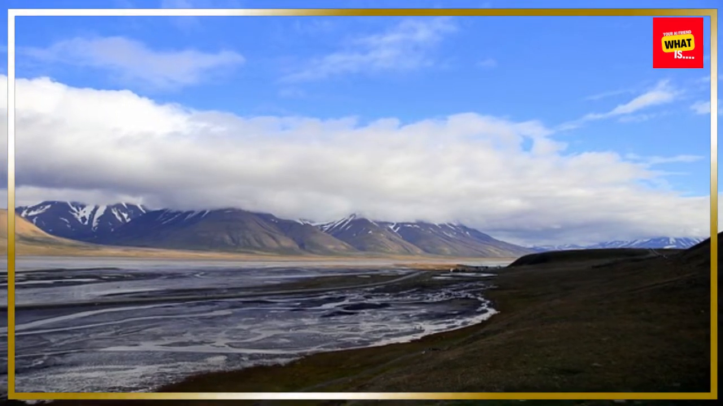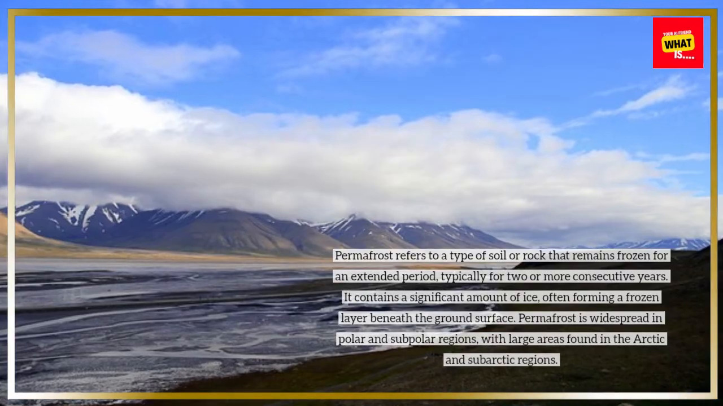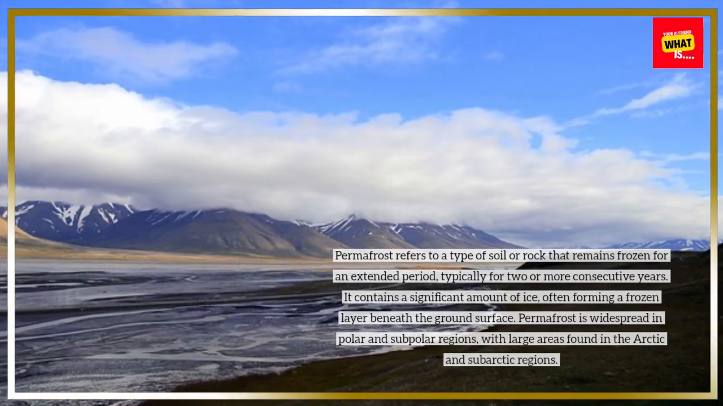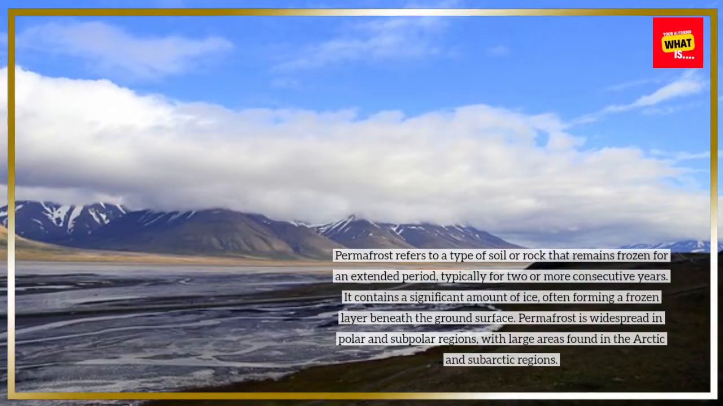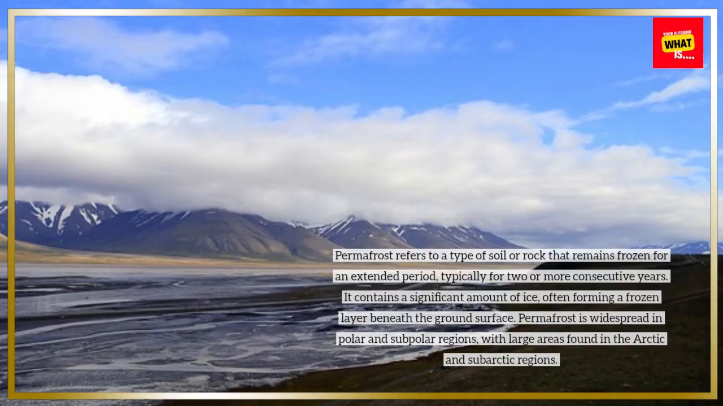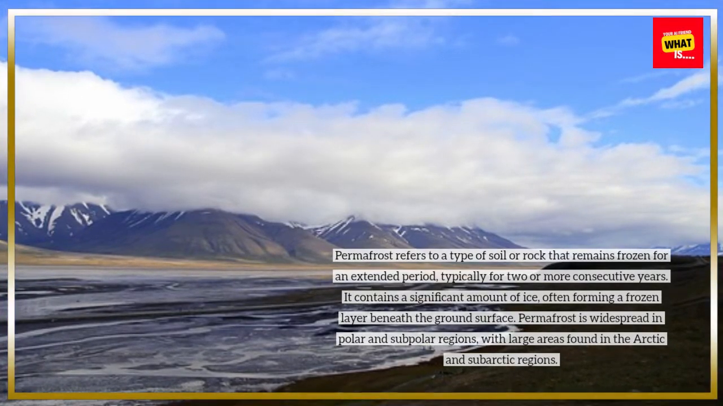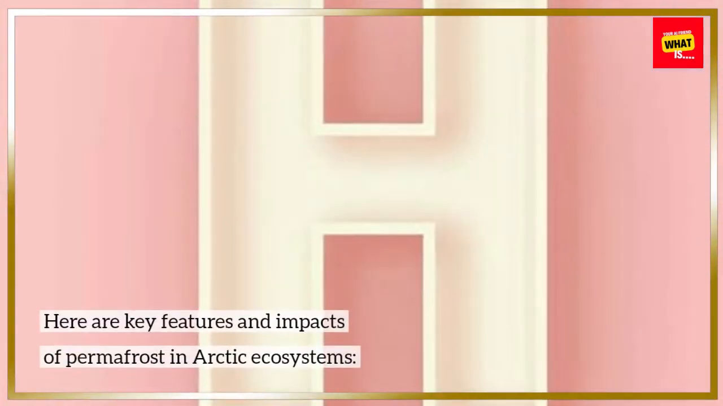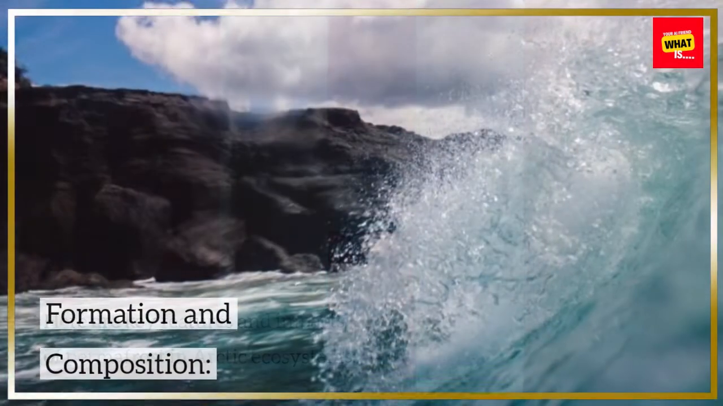Permafrost refers to a type of soil or rock that remains frozen for an extended period, typically for 2 or more consecutive years. It contains a significant amount of ice, often forming a frozen layer beneath the ground surface. Permafrost is widespread in polar and subpolar regions, with large areas found in the Arctic and subarctic regions. Here are key features and impacts of permafrost in Arctic ecosystems.